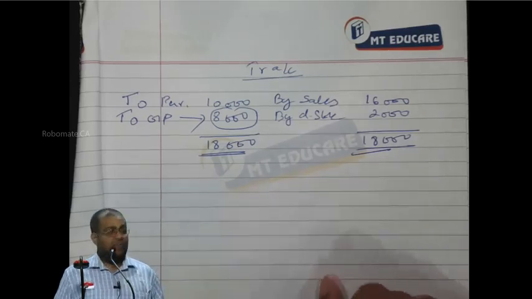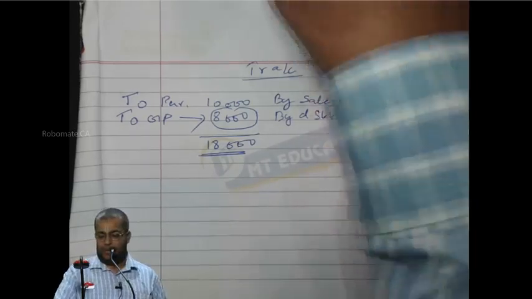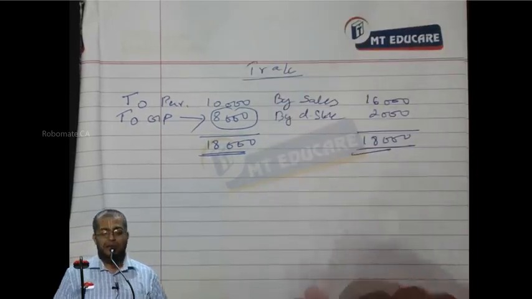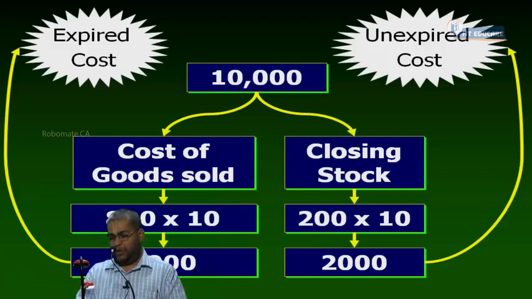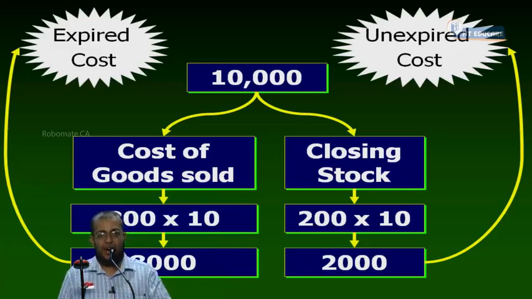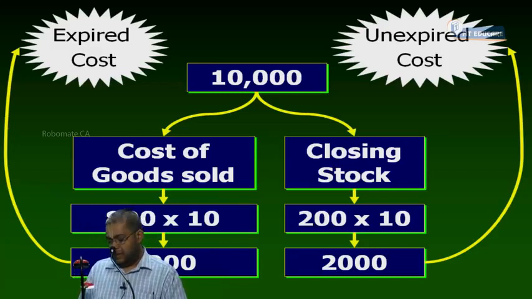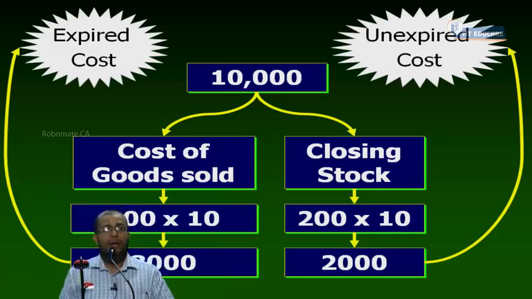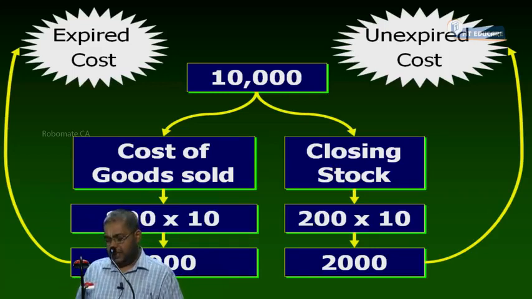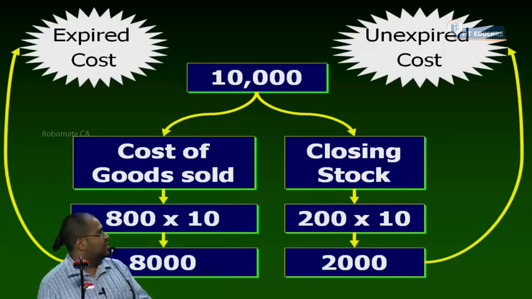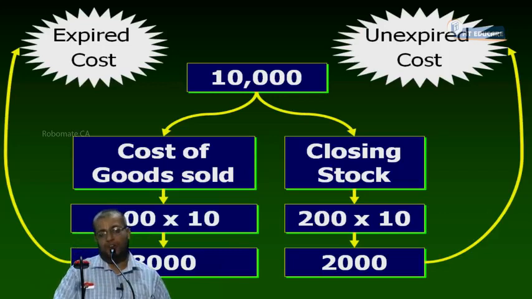Point number 1. I think you have finished copying with me or not? Write down. Notes. Point number 1. Profit is not equal to sales minus cost. But profit is equal to, please tell me, what? Sales minus expired cost. First lesson, okay. Profit is equal to sales minus expired cost.